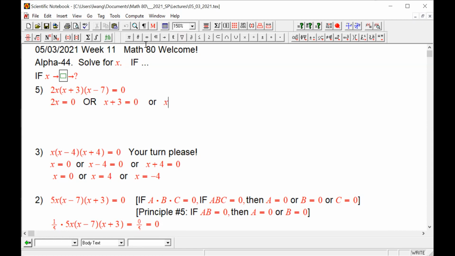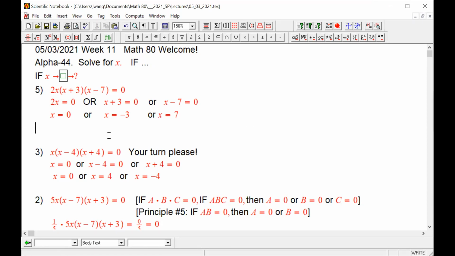Or x minus 7 equals 0, right? And 2x equals 0, that's divide both sides by 2, then you get x equals 0. Or x equals -3, or x equals +7. You're done. We're finished.